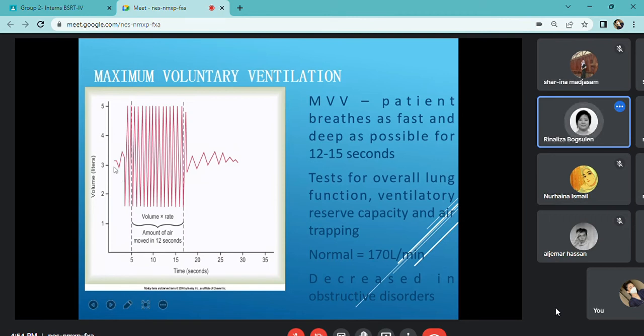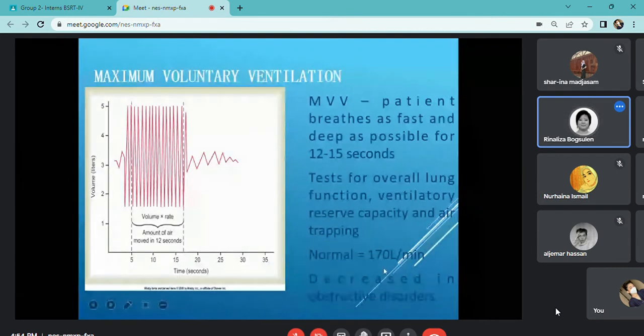So, you ask the patient to inhale deep and fast for 12 to 15 seconds. At the start, of course, the patient will be unaccustomed. But once the patient already has the pacing, that is when you record your test. The normal value for your MVV is 170 liters per minute.